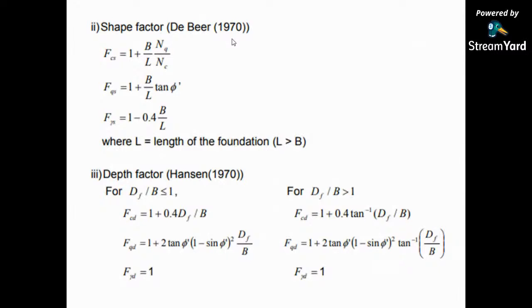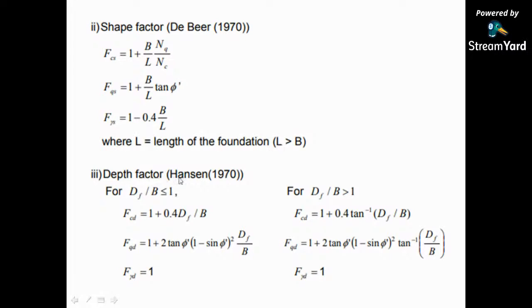Next is your shape factor given by De Beer 1970. FCS is given by 1 plus B by L NQ upon NC. B and L are width and length of the footing. FQS is 1 plus B by L tan phi dash. F gamma S is 1 minus 0.4 B upon L, where L is the length of foundation. L is always greater than B.